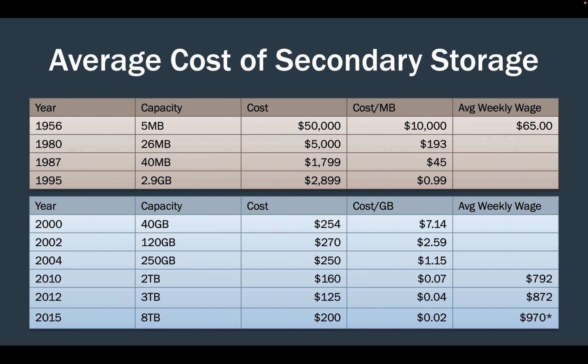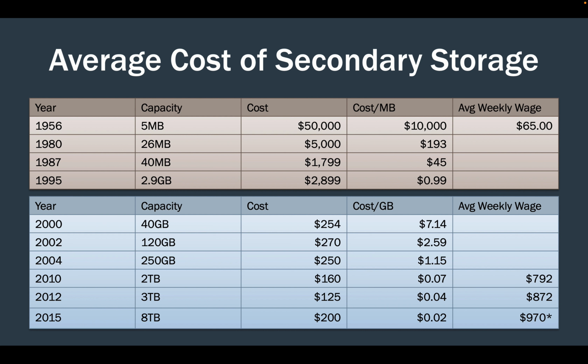1980, we got up to 26 megabytes, 1987, 40 megabytes. And these are starting to be sort of things that you could take home or have in the office. By 1995, 2.9 gigabytes, how exciting. Still cost you $2,000 or $3,000, but you were down to about $1 per megabyte. After the year 2000, and you can see here that we've switched to cost per gigabyte, we finally start seeing we're getting into the hundreds of gigabytes and then ultimately into the terabytes.